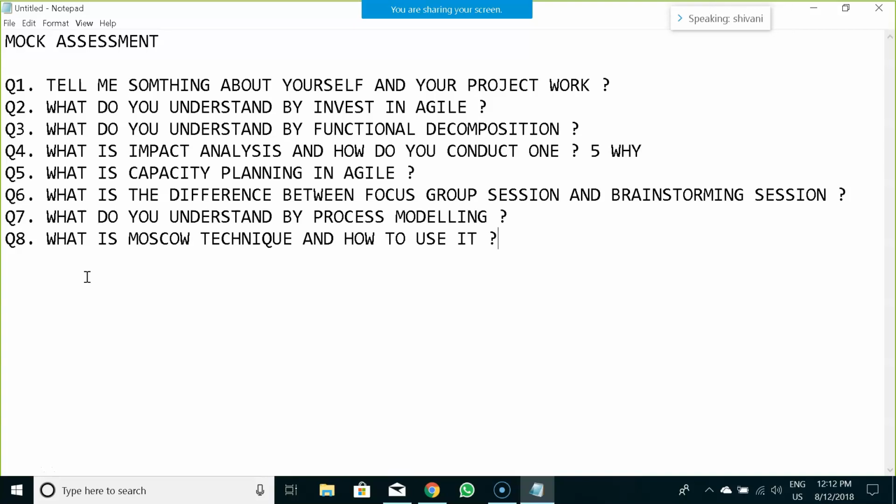Moscow technique is basically a prioritization technique which we use for the product backlog. So basically, Moscow is must have requirements, should have requirements, could have, and won't have. In the sprint, as it is an agile methodology, every task is divided into sprints. So we use the Moscow technique to prioritize the sprint backlogs.